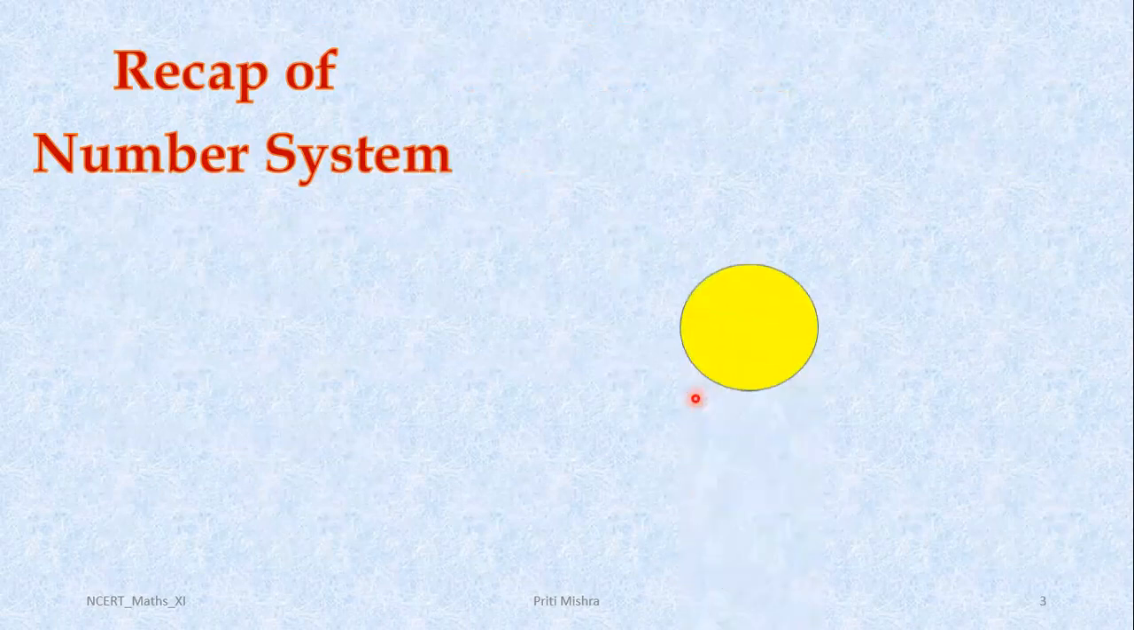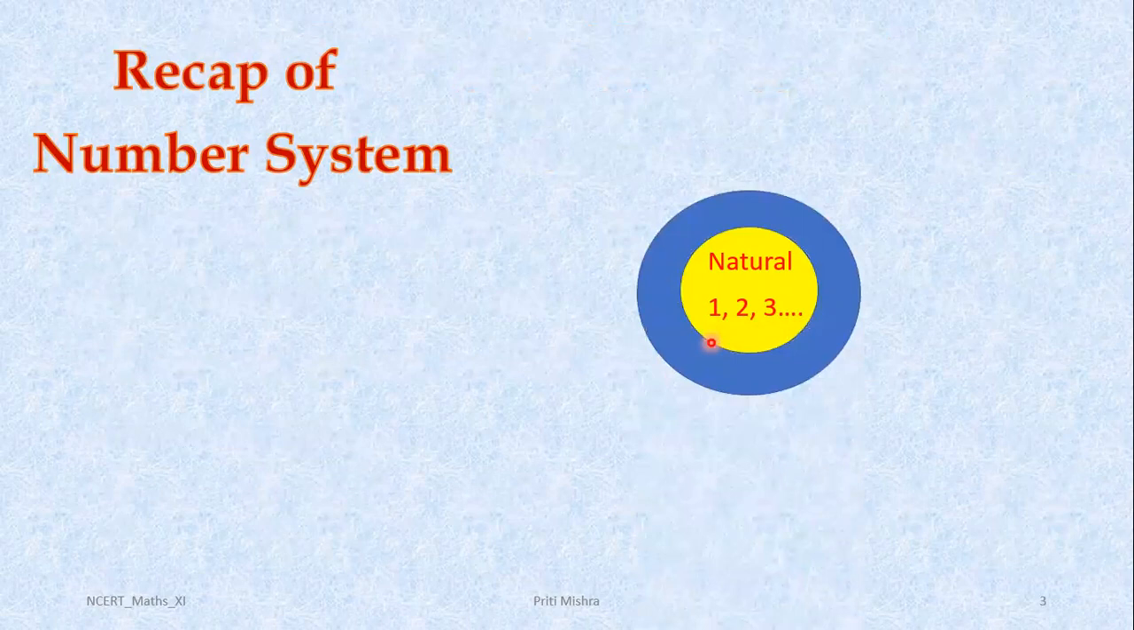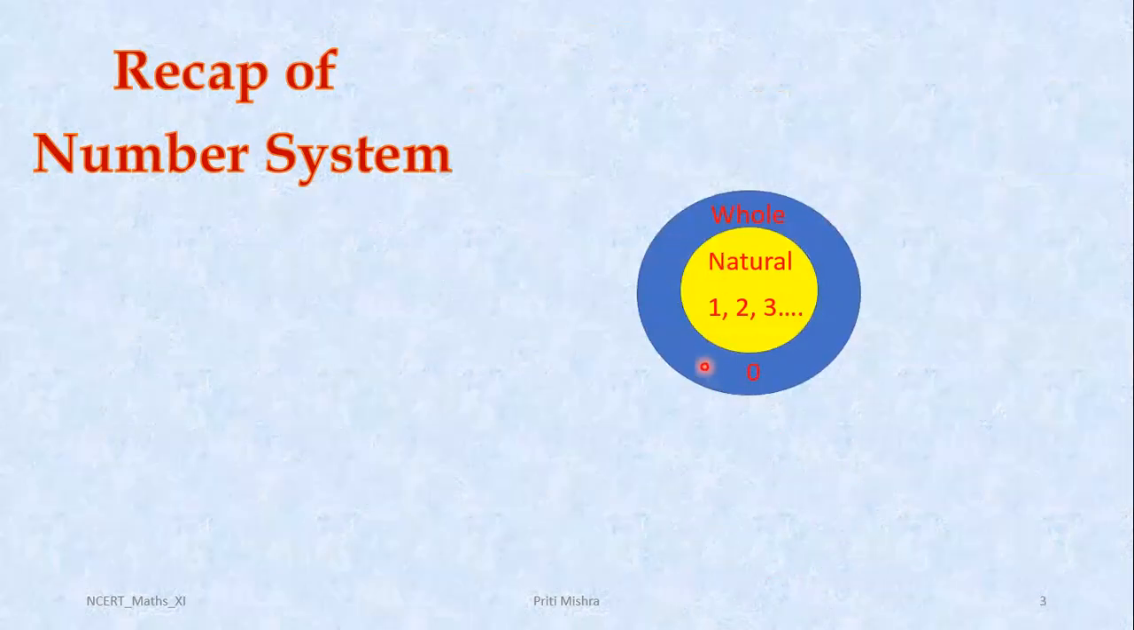So let's begin. In order to know what complex numbers are, we need a recap of the number system here. So let's start. You all are very well familiar with the natural numbers. What all natural numbers are we having? 1, 2, 3 up to infinity. And when we add 0 in the set of natural numbers, then we are having the set of whole numbers, right?